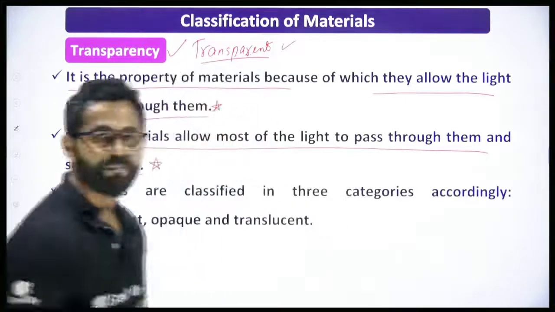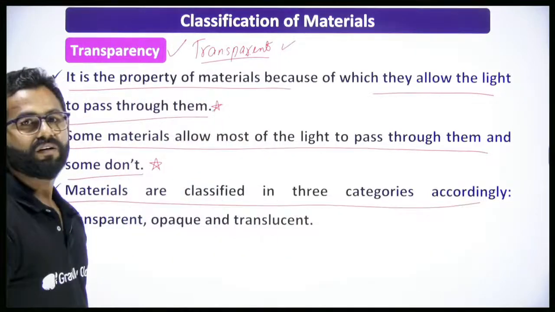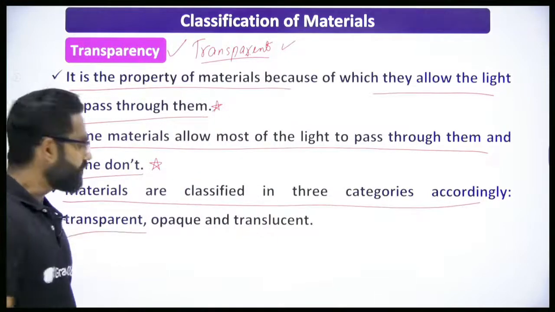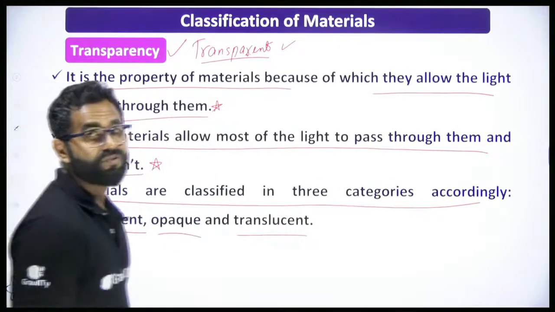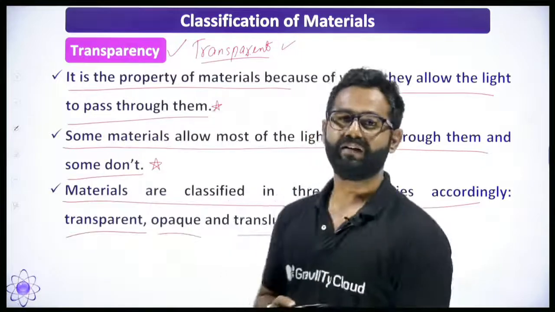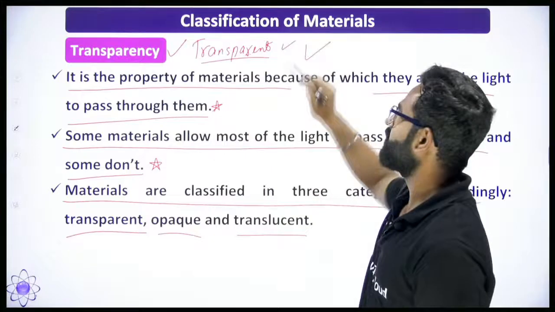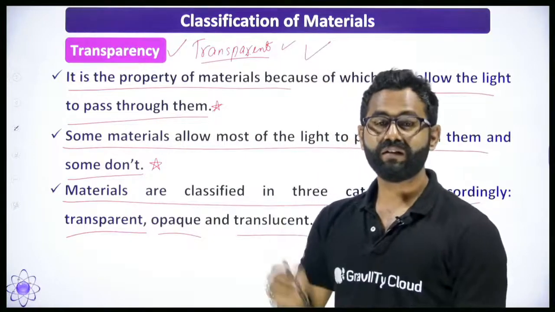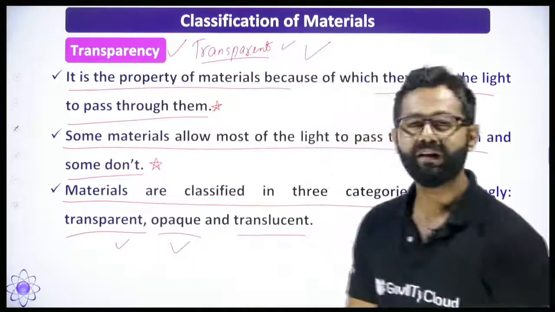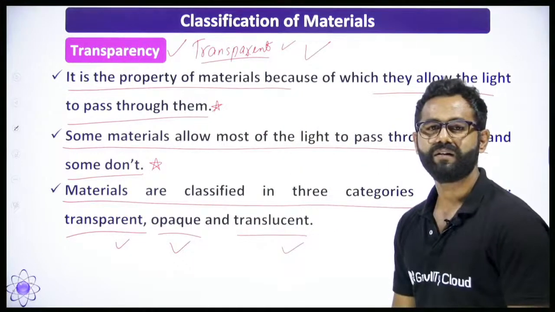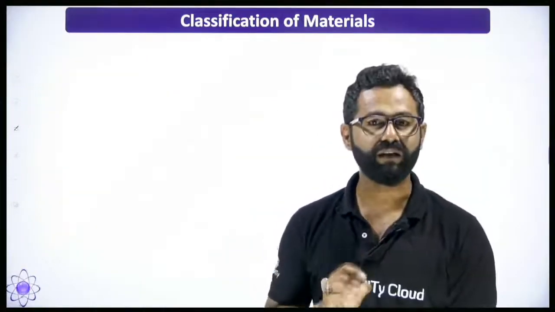Understood? So if you take the examples, for example, materials can be classified in 3 categories. The first category is the transparent materials, second category is the opaque materials, and third category is the translucent materials. So based upon the extent, or we can say based upon the amount of transparency, the materials are classified into 3 categories: transparent material, opaque material, and translucent material. So we start understanding the transparent material first. What are the transparent materials?